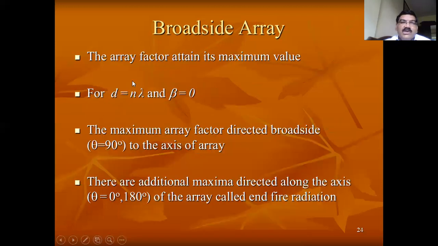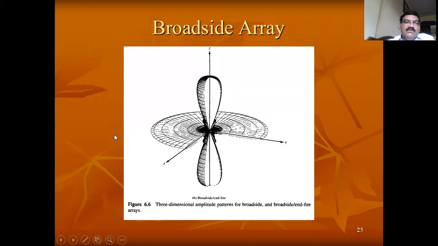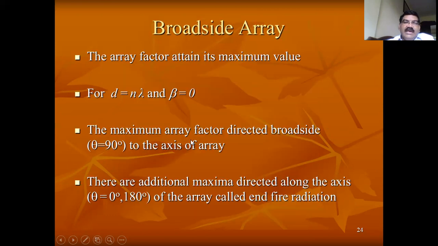Now the array factor attains its maximum value for d equals n lambda and beta equals 0. Then the maximum array factor is directed broadside, that is theta equals 90 degrees, normal to the axis of the array. There are additional maxima directed along the axis, that is theta equals 0 or 180.